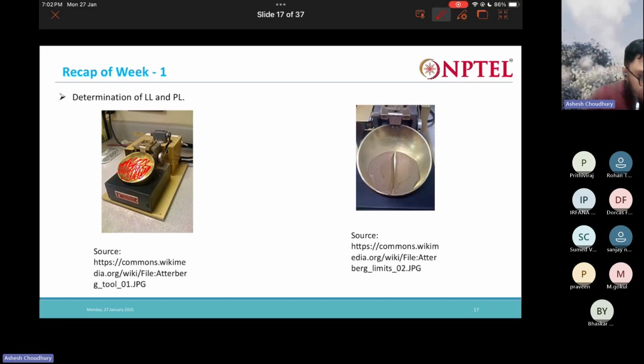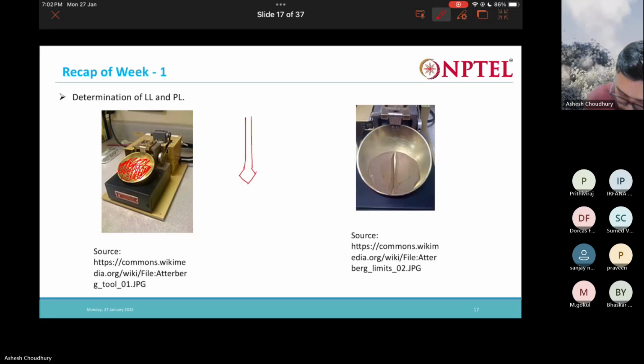After you have done this, you need to use a tool known as the Casagrande tool. That tool looks something like this; for silty soil the tool looks like this. These are the Casagrande tools. We use this tool to cut a groove in the soil paste that you have made. Then there is a handle here, a lever, that you rotate.